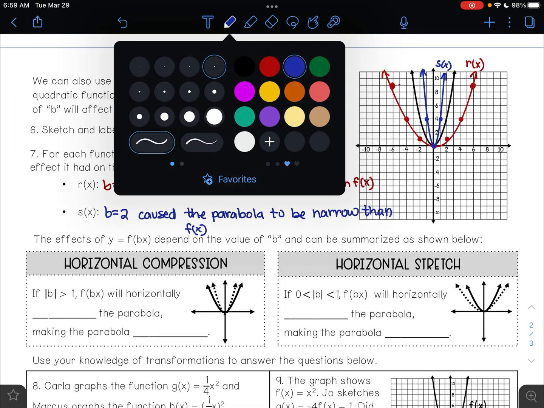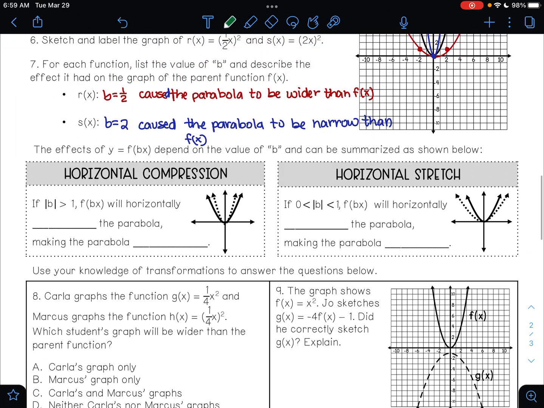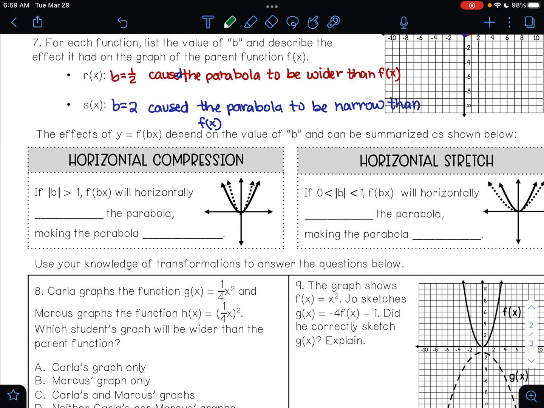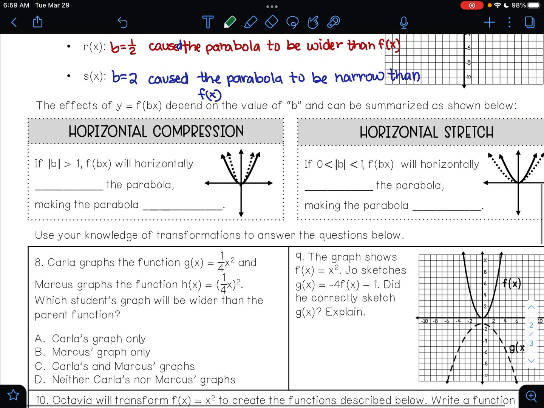Okay, so let's go ahead. The effects of f of bx depend on the value of b, and let's summarize what we learned so far. So when the absolute value of b is greater than 1, then it is going to horizontally compress the parabola, making it narrower.